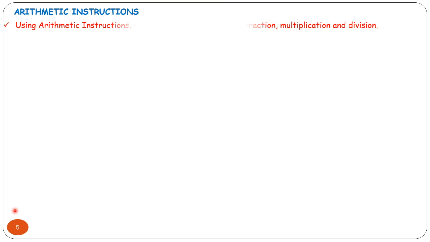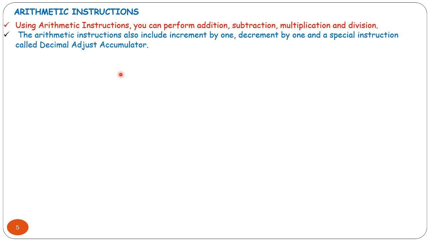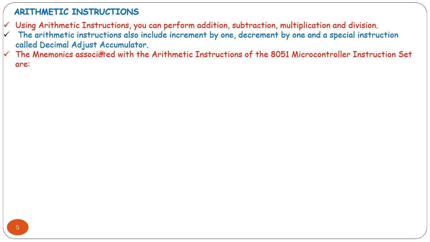Now let us see the arithmetic instructions, which are the instructions belonging to the arithmetic group. Using arithmetic instructions, we can perform addition, subtraction, multiplication and division operations, and that is why we name them arithmetic instructions. Arithmetic instructions also include increment by 1, decrement by 1, and a special instruction named decimal adjust accumulator. So this is one instruction which we have to discuss in detail.